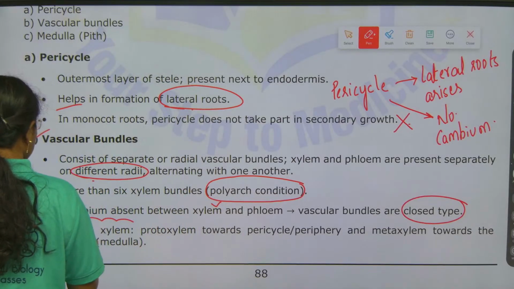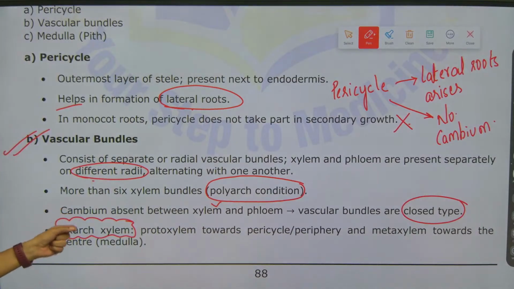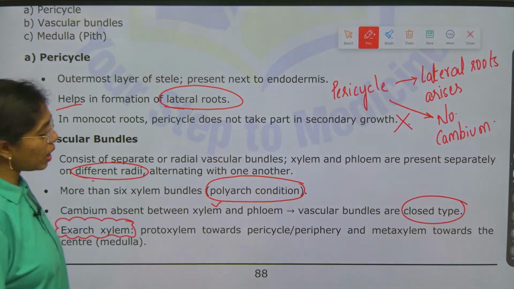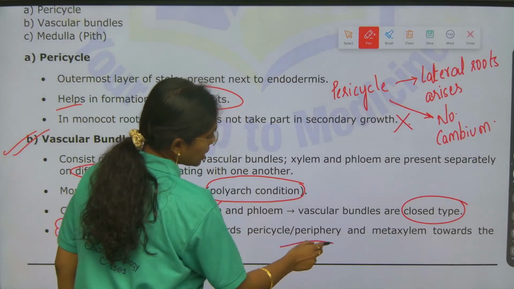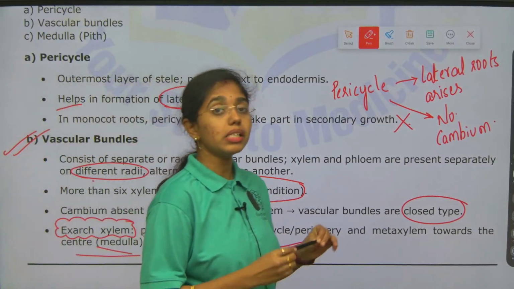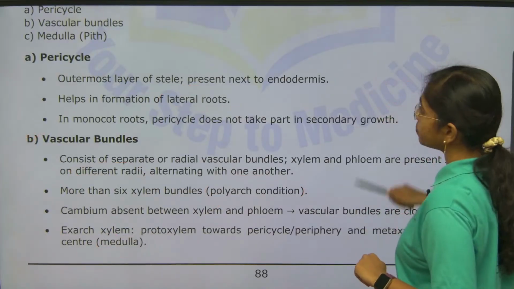Here exarch xylem is wherein protoxylem is towards the periphery and metaxylem is towards the center, which is the exarch type of vascular bundles. This is same as dicot root and in monocot root.